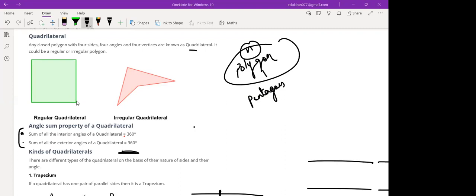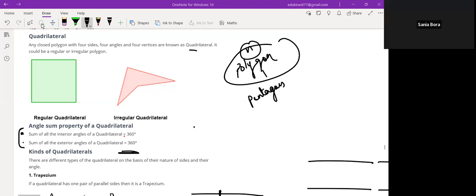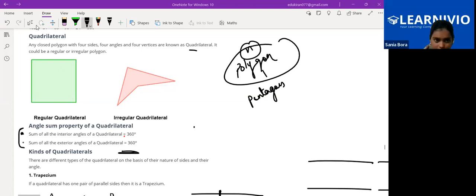Ma'am, we want to draw the diagram. Yes, draw it, only then you'll get to know how a regular one looks and how an irregular one looks.